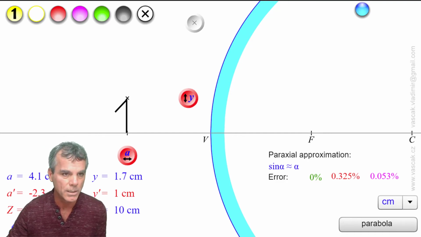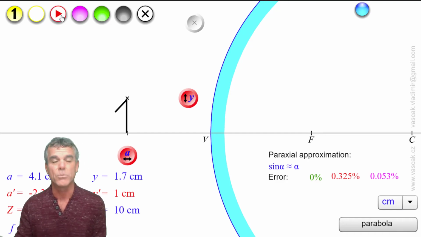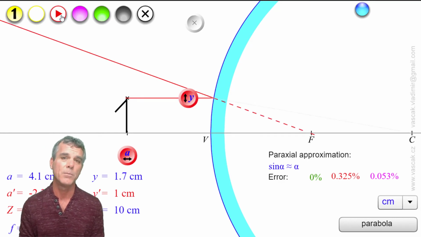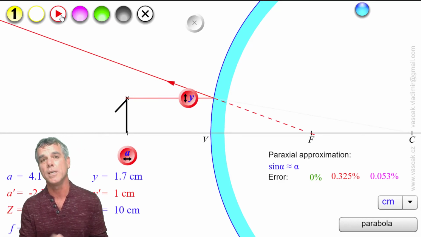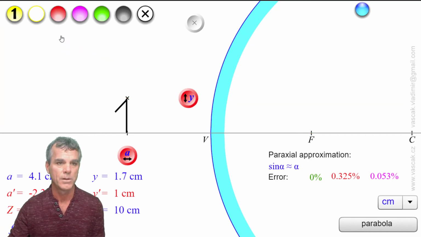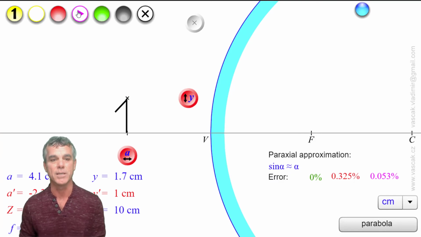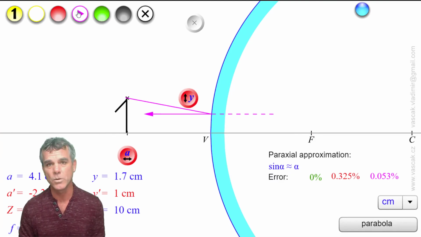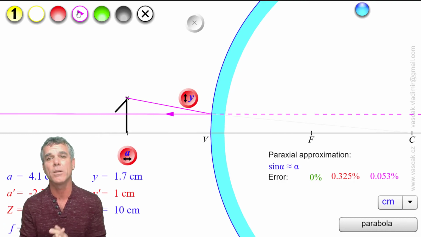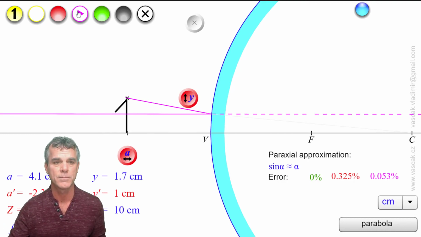Remember, ray 1 is a ray initially parallel to the central axis. After reflecting from the mirror, it looks as if it originated from the focal point behind the mirror. Ray 2 is kind of like the opposite. A ray heading towards the focal point behind the mirror, after reflection, is going to reflect parallel to the central axis.